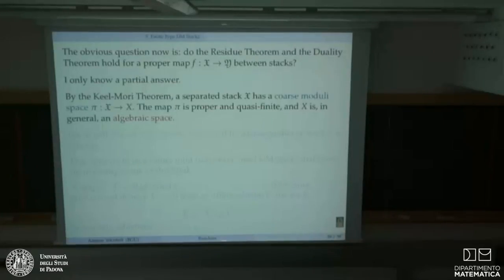So I'm going to use the Keel-Mori theorem regarding a coarse moduli space. What this theorem says, and it's beautifully written in Olsson's book that should come out soon, I hope, is the following. Suppose X is separated over the base. Then it has a coarse moduli space. Now what's a coarse moduli space? It mimics what in the old moduli problem was the coarse moduli space of the functor, of which the stack is a better approximation, but abstractly it goes like this.